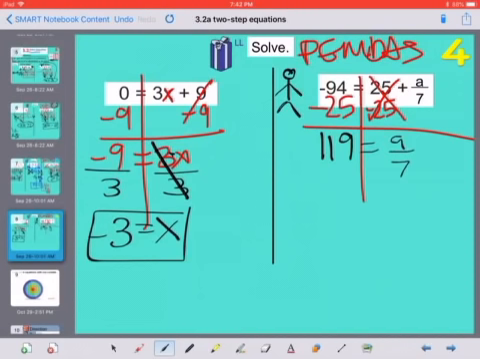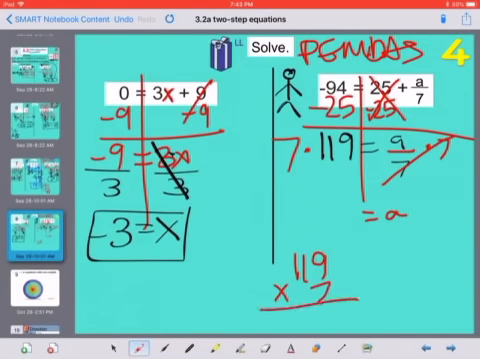Now I bet if you did this correctly, you thought it might be wrong because we get a really big number. Because the opposite of dividing is multiplying. So we're going to multiply both sides by 7. 7 over 7, numerator and denominator cancel out. So we have 119 times 7. Use your multiplication table or multiply it out.